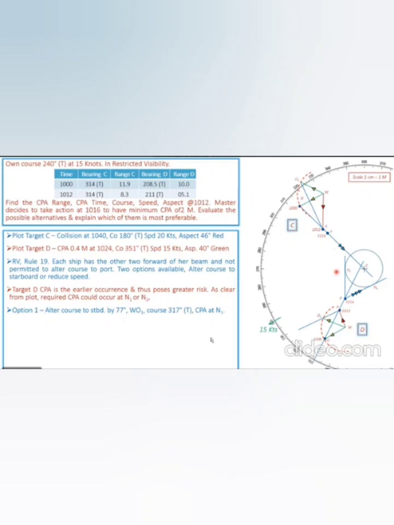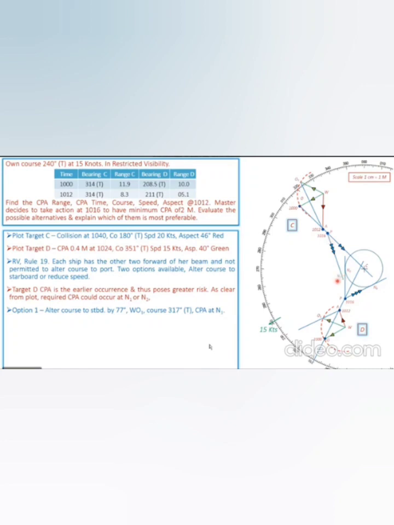You can see 3 arrows coming up. 3 arrows can be shown to predict the new relative line of approach after an action is taken. Now our CPA will be occurring at this particular point, November 1 here. You can drop a perpendicular from Charlie to this new relative line of approach for target C, and this meets here at November 1 point.